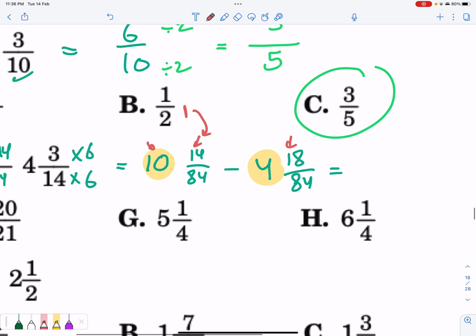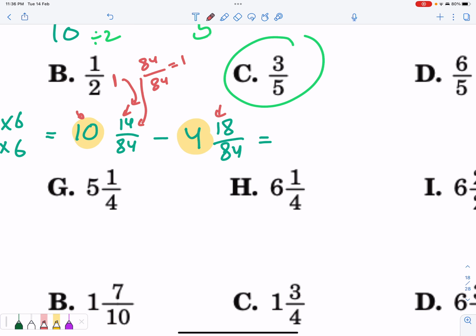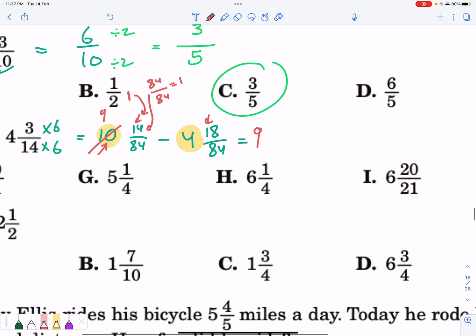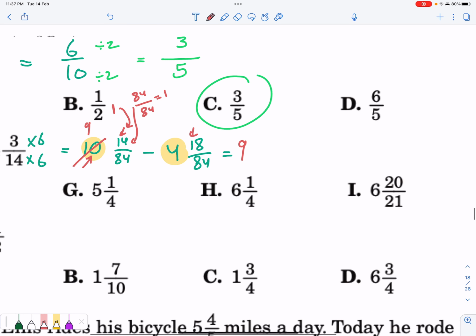But how can I add it? You will add it as 84 over 84, because that is of course equal to 1. So we add it to make this fraction a bigger number. When I take 1 out of this 10, it will be 9, right? Because I'm taking 1 out of it. So I will have 9, and for the fraction you will add the 84 to the 14 over the 84, which gives 98.